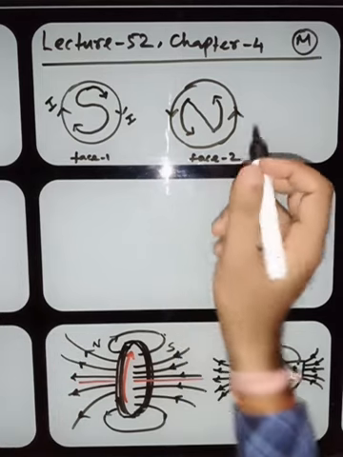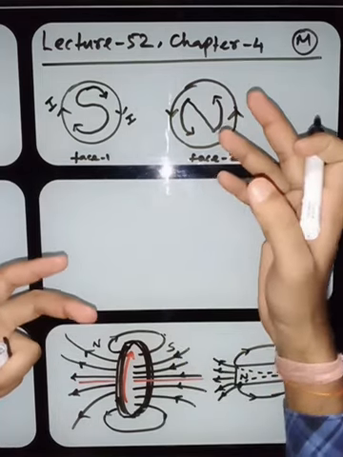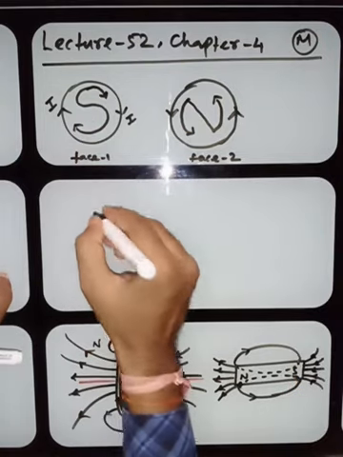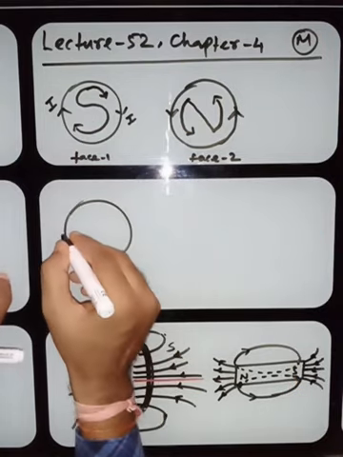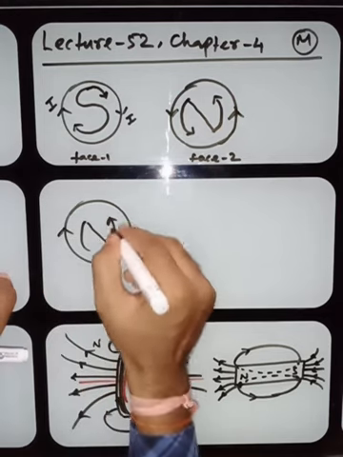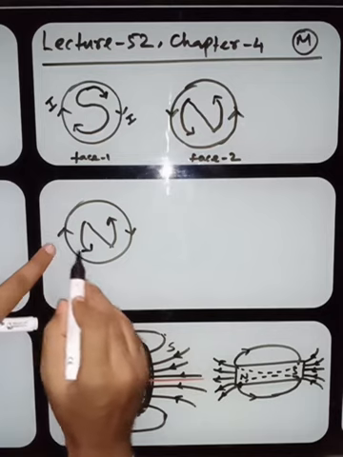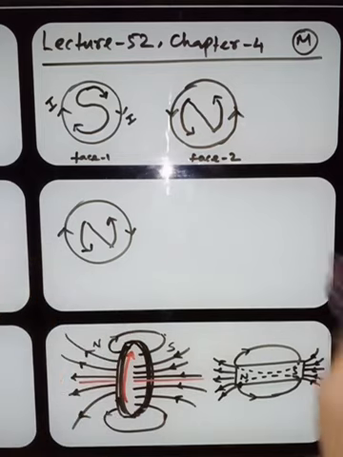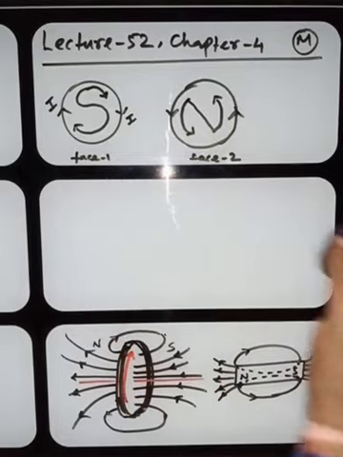This is the short trick to find the north pole and south pole. Whenever you find the direction of current, try to write down north and south. Remember, if you try to write north over here, you will find it is incorrect. Look here, if I write north over here, you can see the direction of current is not obeyed. So this is the proper way to find the north pole and south pole, my dear friend.